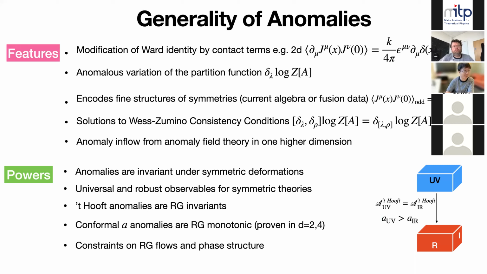And at the same time, the anomaly encodes fine structure of the symmetries. In the case of continuous symmetries, it determines crucially the current algebra, and in the discrete symmetry, it determines the fusion data. So back to this example again, the 2-dimensional U(1) symmetry with the chiral anomaly, the same coefficient determines the separated 2-point function, the parity-odd part of the separated 2-point function of the U(1) current as follows.